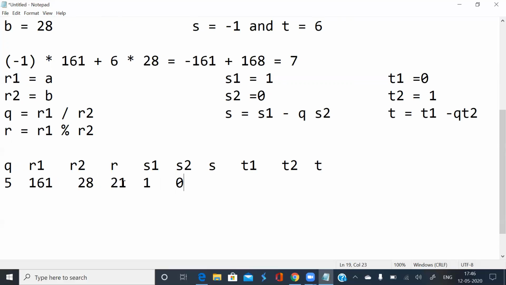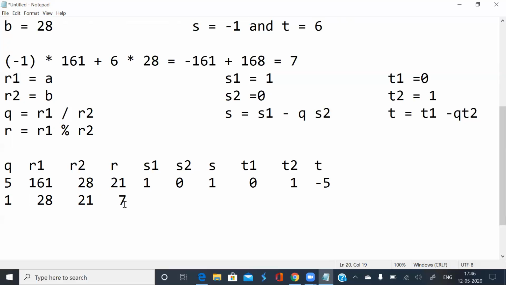S1 is 1, S2 is 0. If you apply the formula, S equal to S1 minus Q into S2, this will become 1 because Q is multiplied by 0. So T1 is 0, T2 is 1, and this is -5. Okay. So next round. Now this is 28. This value is brought here. This is 21. Now quotient is 1 and the remainder is 7.